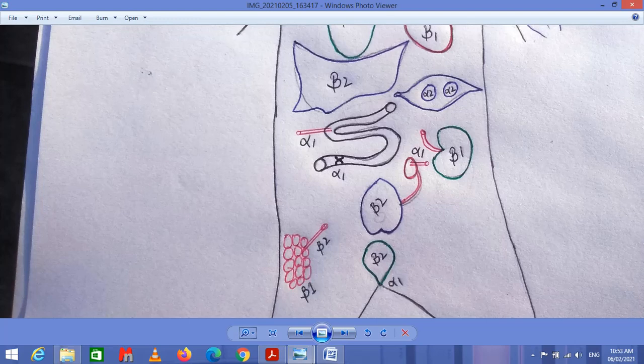The blood vessels which supply blood to the adipose tissue contain beta 2 receptors. So the beta 2 receptors relax these blood vessels, and when these blood vessels are relaxed, what happens? It leads to the supply of more and more blood to the lipocytes to carry more and more lipids from these deposits. The relaxation of these blood vessels is for taking more lipids from these deposits for the production of energy.